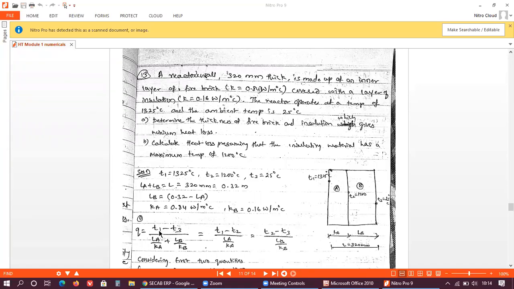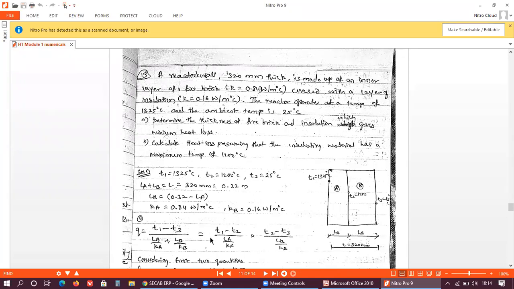As you can see here, in your data handbook also, Q is equal to, what is the expression? Q is equal to overall delta T divided by R. Okay, we have discussed that in the last class. So here you can observe T1 minus T3 divided by LA by Ka plus LB by Kb, where LA by Ka is the resistance offered by the first block and LB by Kb is the resistance offered by the second block. So that's why this is the rate of heat transfer equation for the entire slab.